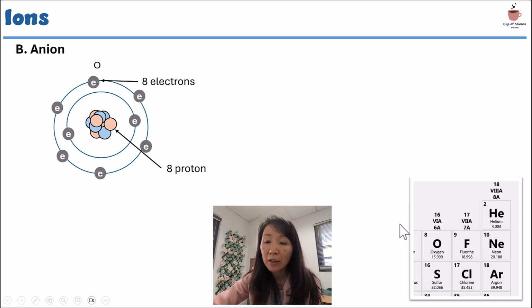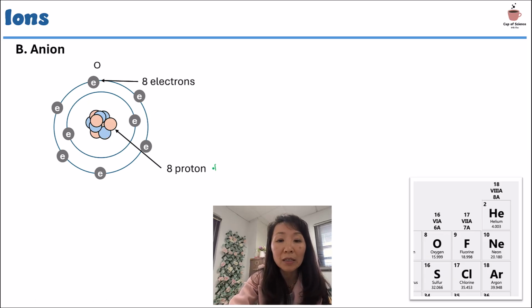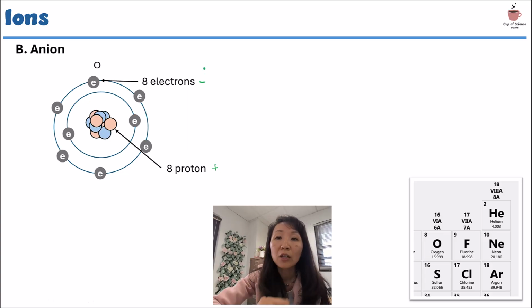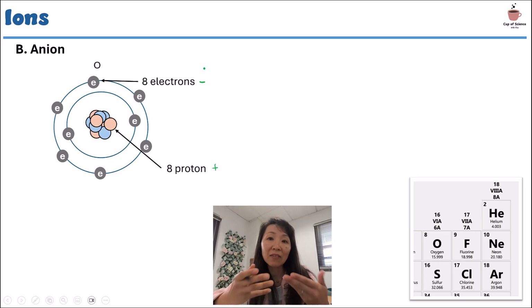Oxygen, in the periodic table, has 8 protons. It shows the atomic number as 8. I know it's hard to see, but there are some behind. There are 8 protons, so 8 positives. If you count all of the electrons here, there are 8 electrons. So positive 8, negative 8 equates to 0, and that's a neutral atom, so hence oxygen with no charge associated with it.